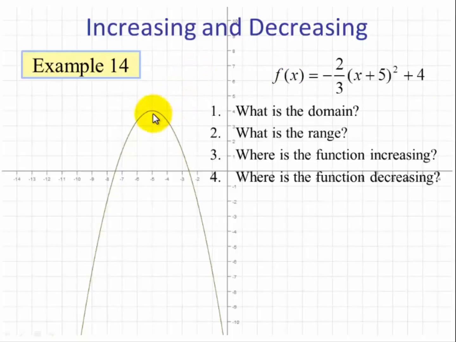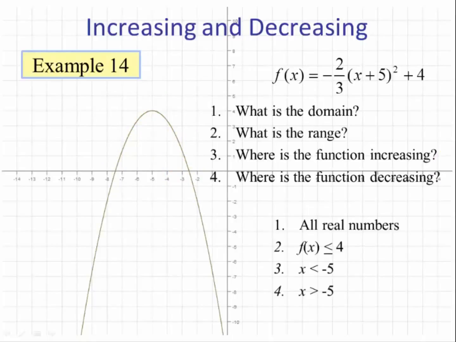For the range, this is a maximum. So all the y values up to the maximum will have a spot on this parabola, but anything above the maximum will not be in the range. So 4 is the largest y. So anything above 4 will not be in the range. Where's this function increasing? This time is to the left of the vertex, and decreasing to the right of the vertex.